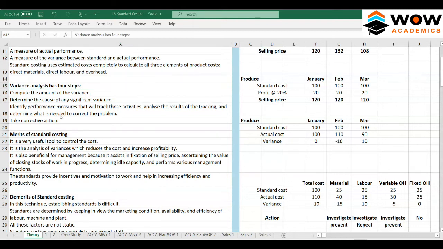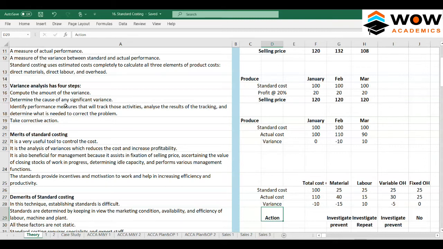So in terms of the variances, these are the steps that we have to follow. The first one is compute the amount of variance. So that is what we have done here. And determine the cause of any significant variance. Okay, what is the cause for it? Okay, and we have to take an action.